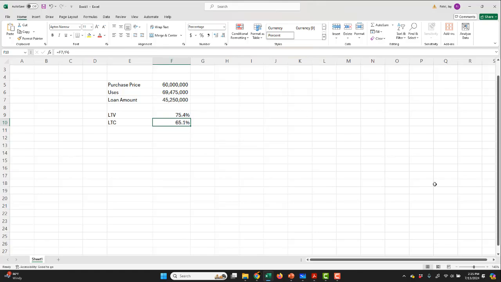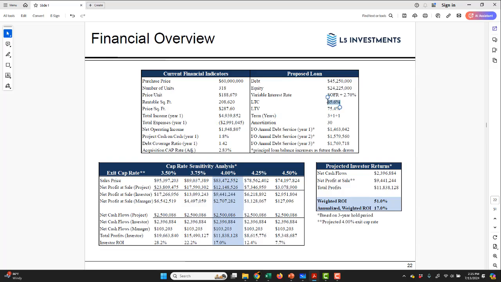And just like a little Excel tip, what I did here is you put an equal sign that opens up Excel to know you're calculating a formula, and then I just use cell references. I reference the blue cell F7 divided by this red cell F6, 65.1. So let's verify that that's what it says in the presentation. And yes, we see the loan to cost is 65.6. So that's where these numbers are coming from.